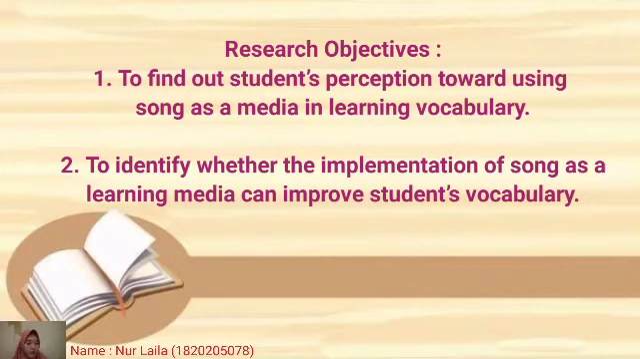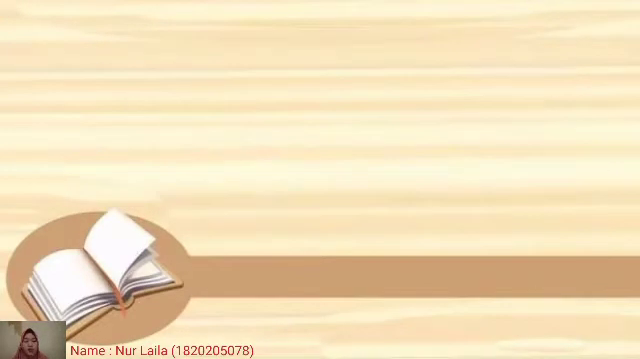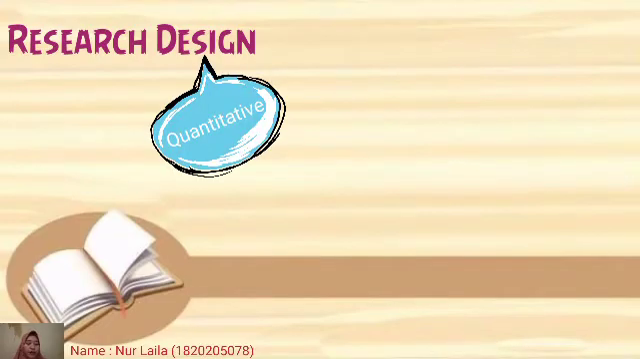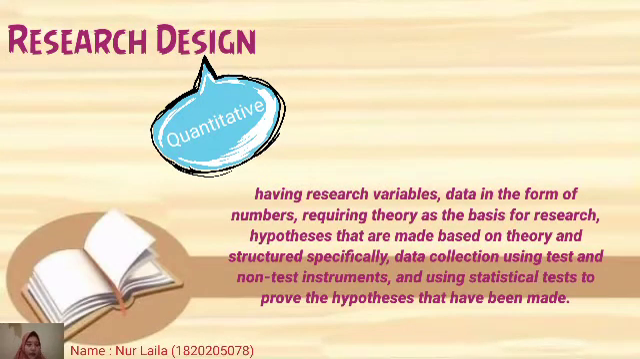Okay, and then next we go to chapter 3. It's about research method. In this chapter, there are some components, and the first component is research design. In this study, the researcher used quantitative research. The characteristics of quantitative research include having research variables, data in the form of numbers, requiring theory as the basis of research, hypotheses that are made based on theory and structure. Specifically, data collection uses test and non-test instruments, and uses statistical tests to prove the hypotheses that have been made.